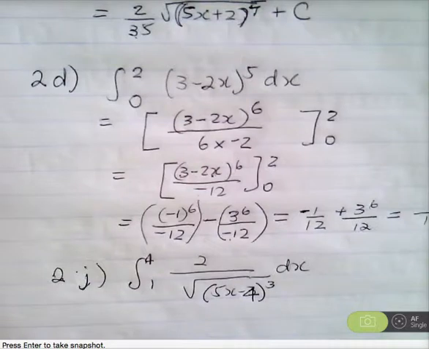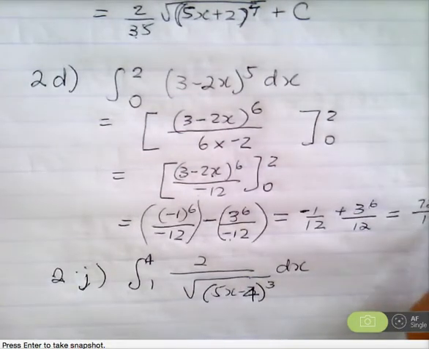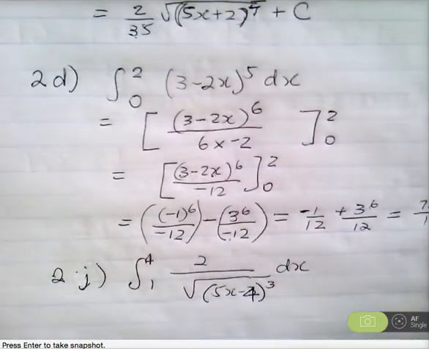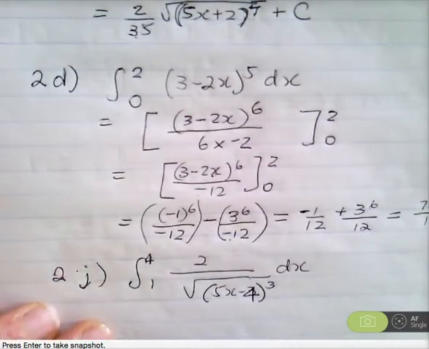I can't work out 3 to the power of 6 in my head. It's 81 times 9, 729 over 12. And that simplifies. That's divisible by 3. Is that divisible by 4? No, it's over 4.